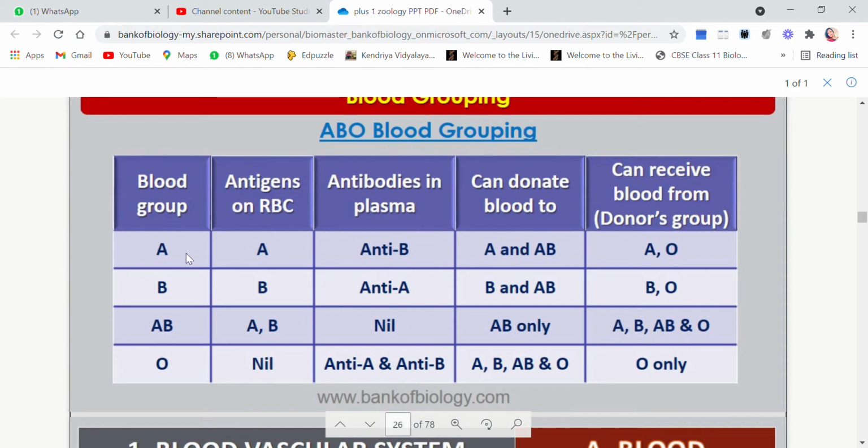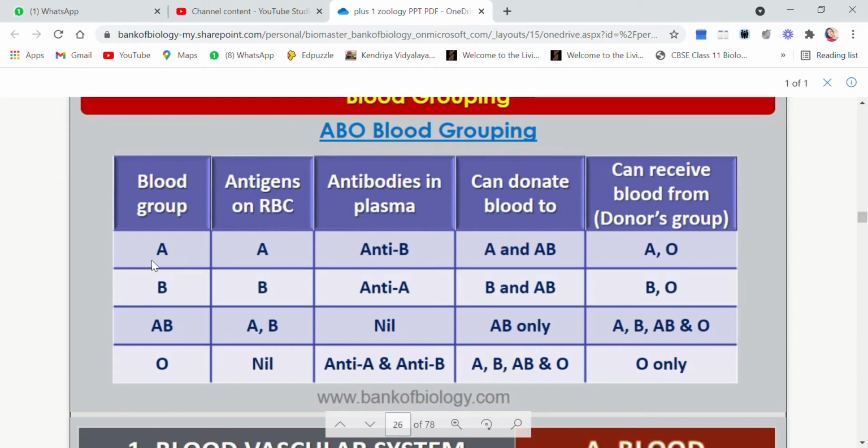But if the person is donating blood to a person who is having AB blood group, then also you see this person is having no antibodies, so no fight is there, because antibodies are the proteins which fight or give a response. So no response will be given, so no issues. Hence, the person with blood group A can give blood to both A and AB. And he can receive the blood from A, of course, because same antibodies are present, or he can receive from O, because O has no antigen. So no fight. So they can receive blood from A or O.